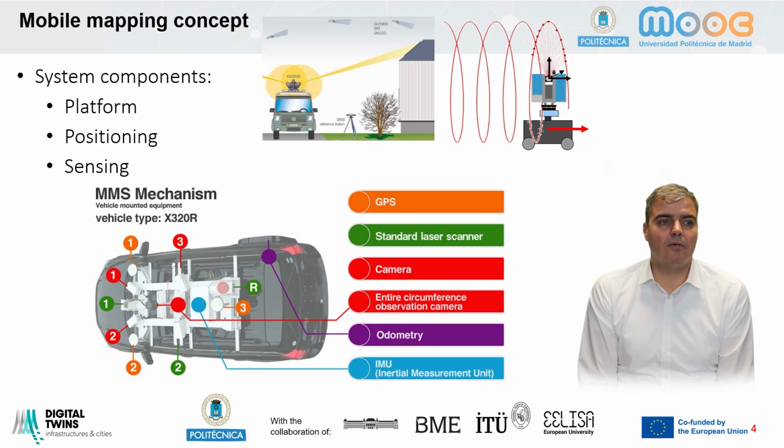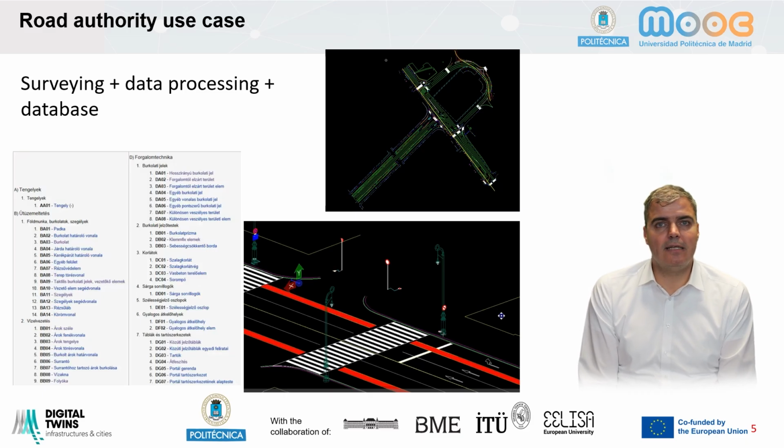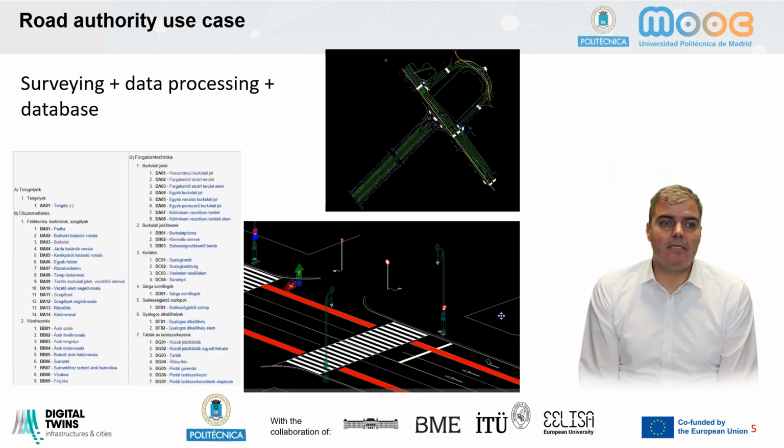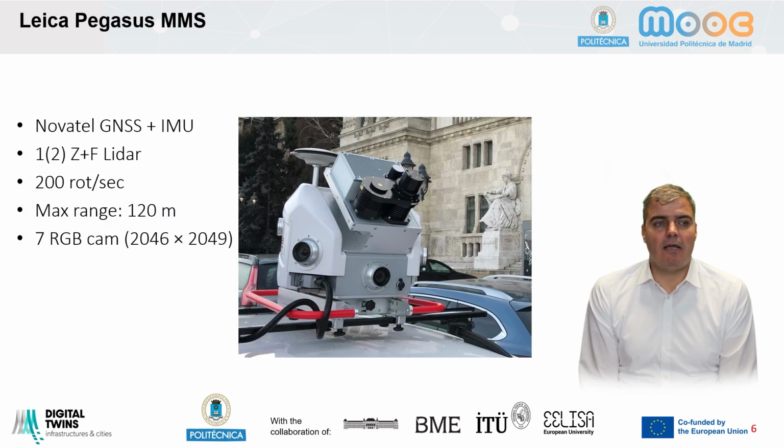Okay, in the road authority use case, at the end, they need to derive abstract data, basic data from the road surface: where the road markings are, where the edges are, where is the road shoulder, where are elements, road furniture, signs, whatever. They want to segment and then classify from the point cloud, and they are using it for the maintenance.